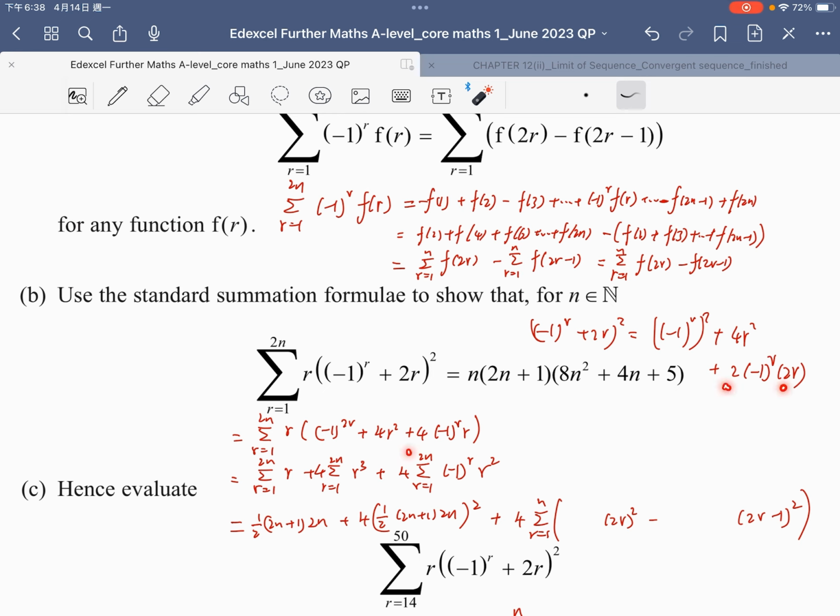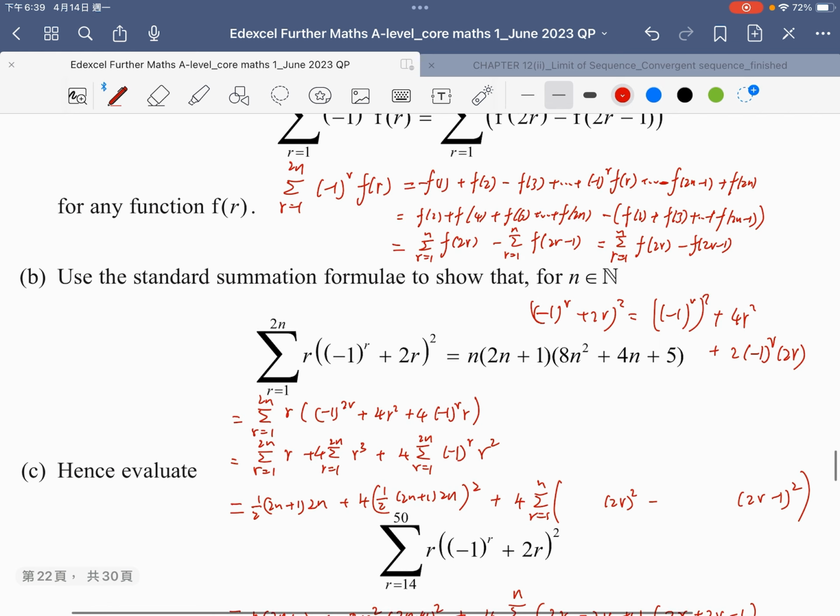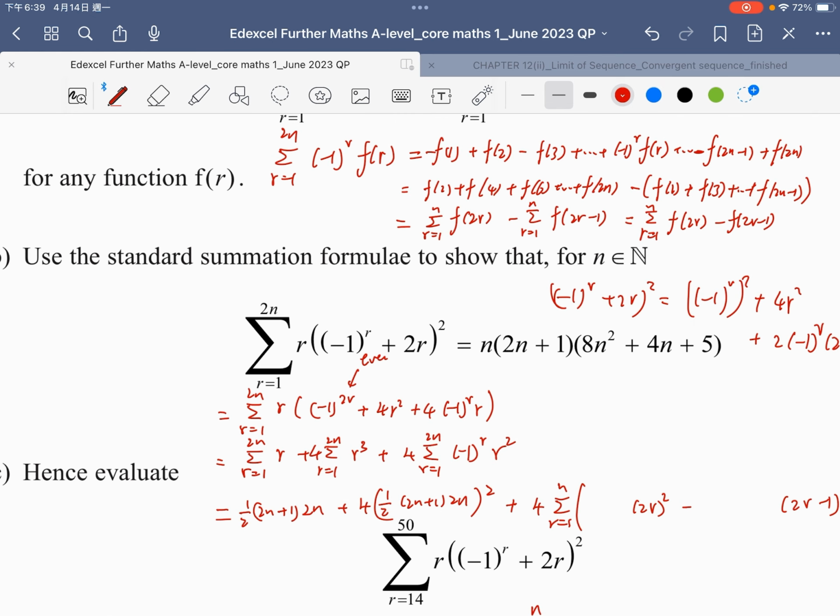Then the third term is 4r times negative 1 to the power r. And then finally we multiply by each term of r. This term, times r, has the power 2r, which is an even number. Then negative 1 to the power 2r should be equal to positive 1. That gives r, and then the second term is 4r cubed. The third term is 4r squared.